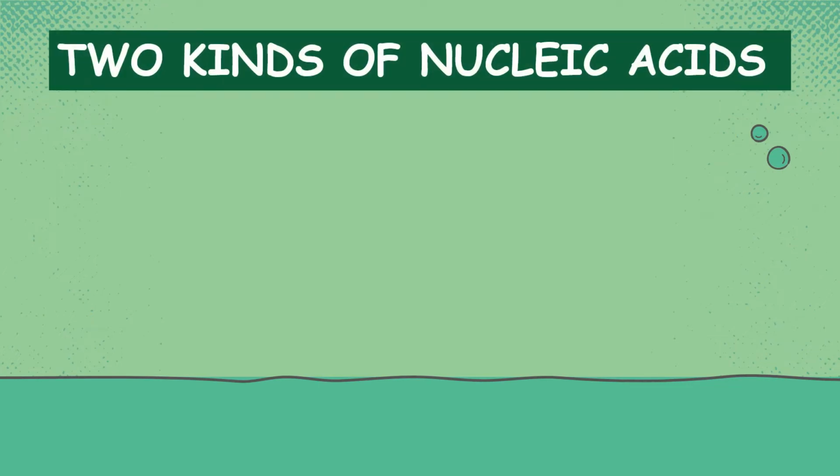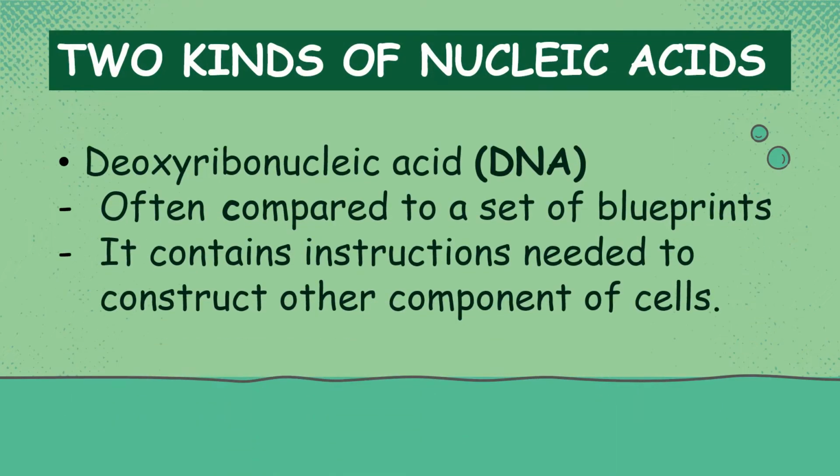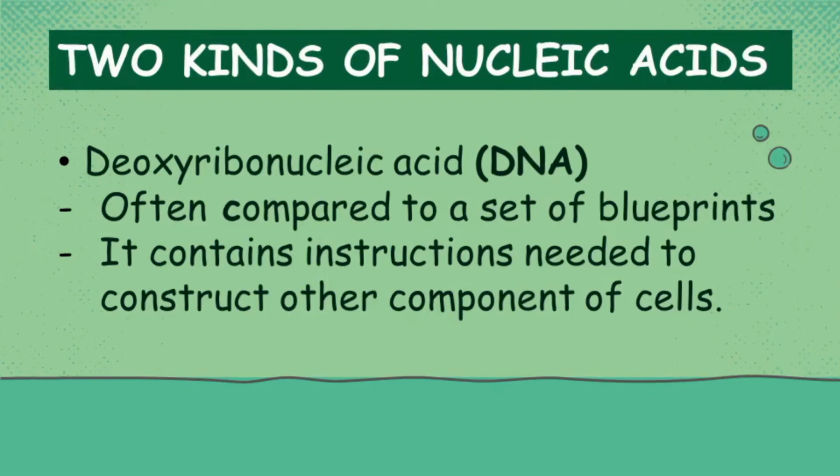There are two kinds of nucleic acids. One is the deoxyribonucleic acid, known as DNA. Often compared to a set of blueprints, it contains instructions needed to construct other components of the cell.